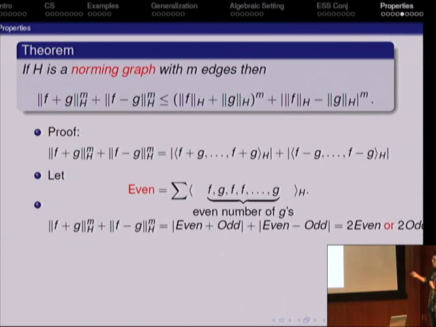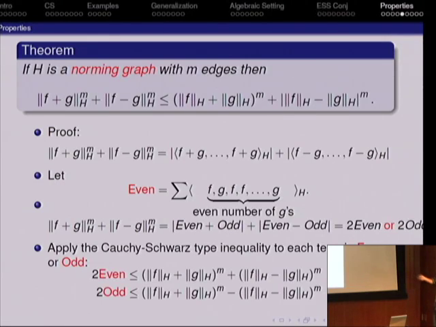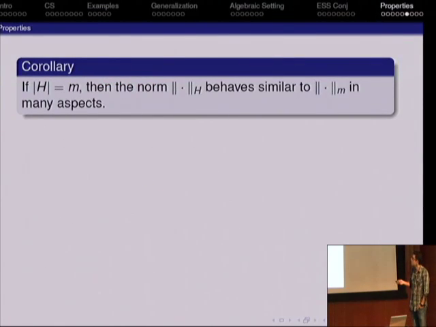And I can bound this using a Cauchy-Schwarz type inequality. Just apply it to each term. So 2 even is going to be bounded above by this, and 2 odd is going to be bounded above by this. So just apply Cauchy-Schwarz to each term. So it's a really simple proof, and it gives the C2K proof of Tomczak-Jaegermann and all the graphs. But yeah, it's a very combinatorial proof. So that's why you cannot generalize it to all the other cases.